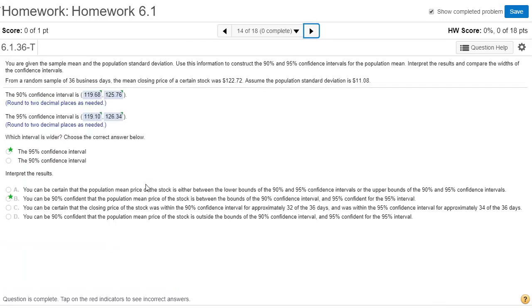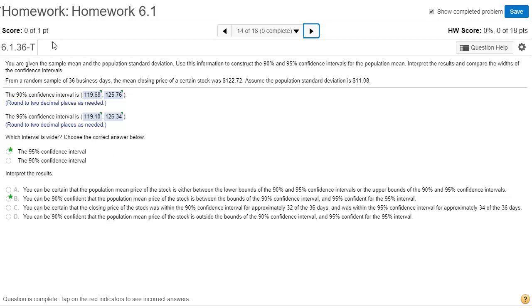So let's take a look at a word problem as an example. In this problem, it says you're given the sample mean and population standard deviation. Use the information to construct 90 and 95% confidence intervals for the population mean. So again, we're trying to catch the population mean in our interval based on our sample.